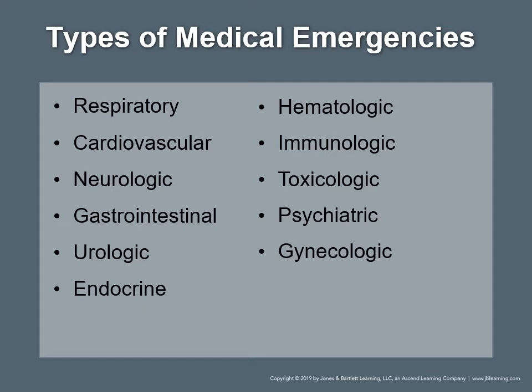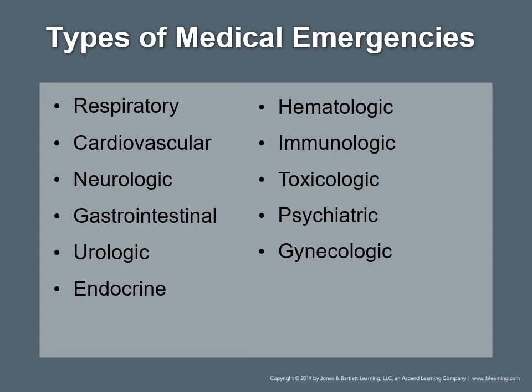A GI emergency includes appendicitis, diverticulitis, and pancreatitis. Urologic emergency can involve kidney stones. The most common endocrine emergencies are caused by complications of diabetes. Hematologic or blood-related emergencies may be the result of sickle cell disease or various types of blood clotting disorders such as hemophilia. Immunologic emergencies involve the body's response to foreign substances. Allergic reactions are a type of immunologic medical emergency that results when a body overreacts to a foreign substance. They can range from fairly minor conditions to life-threatening anaphylaxis.